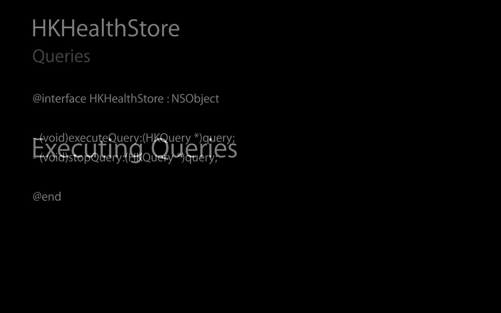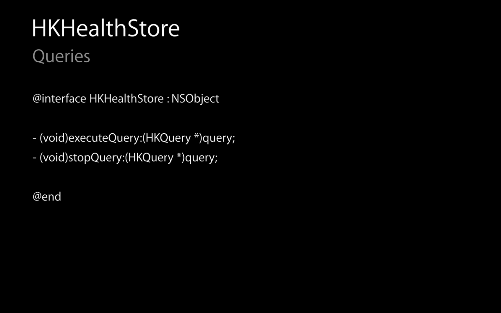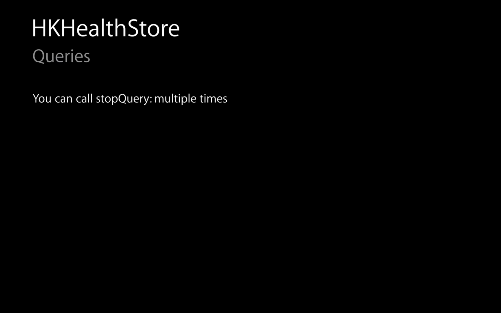So I've shown you a few different queries and some situations that they're useful in, but we haven't talked about how to actually run your queries. This is done using two methods on HKHealthStore: execute query and stop query. Execute query tells a query to begin running. At any point in time, you can call stop query, which will kill your query and prevent any callbacks that haven't happened yet. You can call stop query as many times as you want.